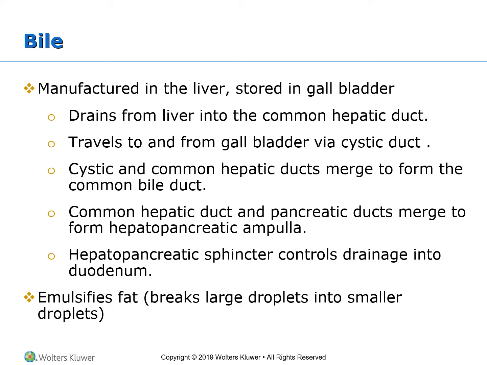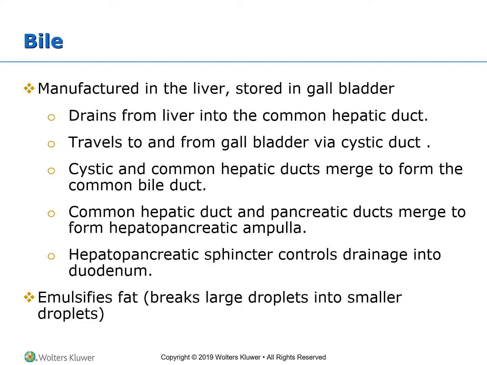Now, this common hepatic duct will join what is called the cystic duct, and the cystic duct connects the whole system with the gallbladder. From the point where those two ducts join together, the resulting duct will be called the common bile duct.